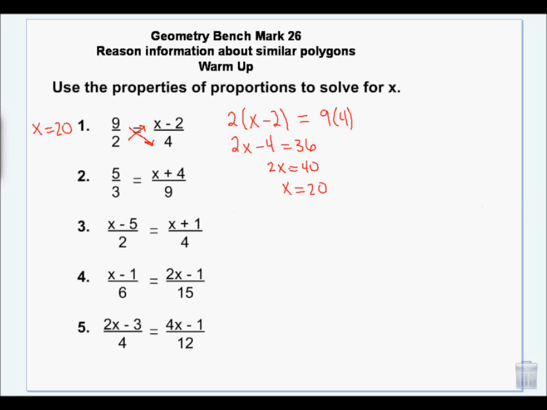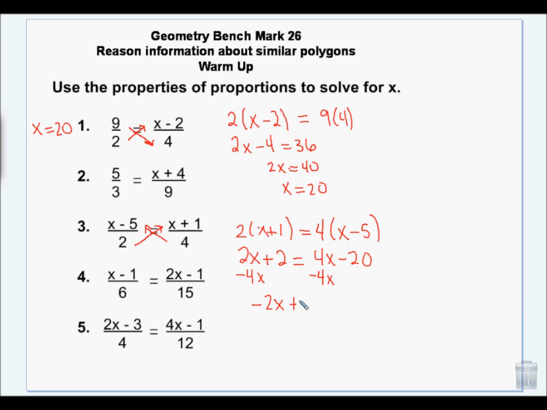Oh, hold on. We're going to do number 3 next, because here we have x's in both proportions. So I have 2 times x plus 1 is equal to 4 times x minus 5. So I get 2x plus 2 is equal to 4x minus 20. And subtract 4x from both sides, or you could subtract 2x from both sides, that's up to you. I'm going to subtract 2 from both sides, and I get negative 2x is equal to negative 22. So dividing both sides by negative 2, you get x is 11.